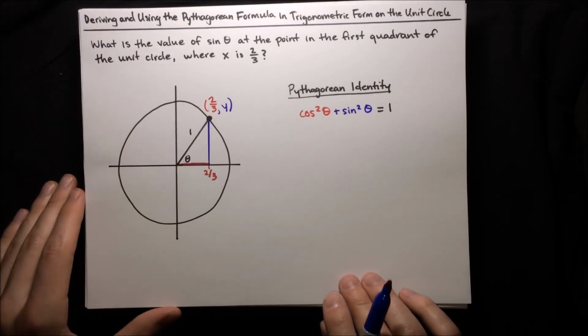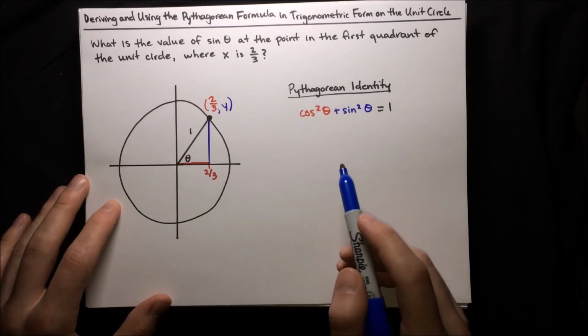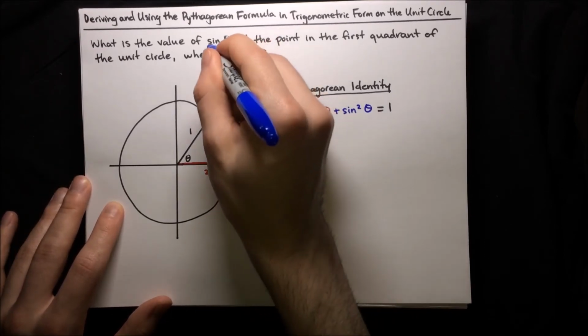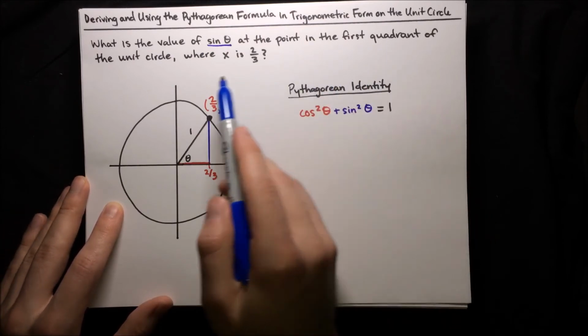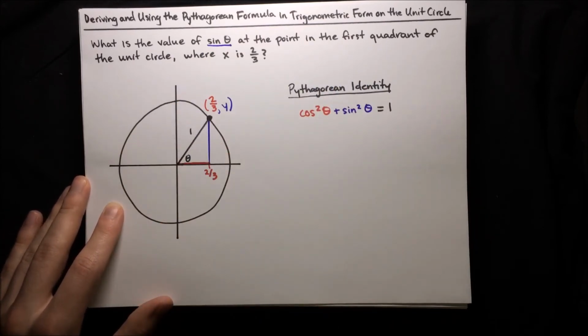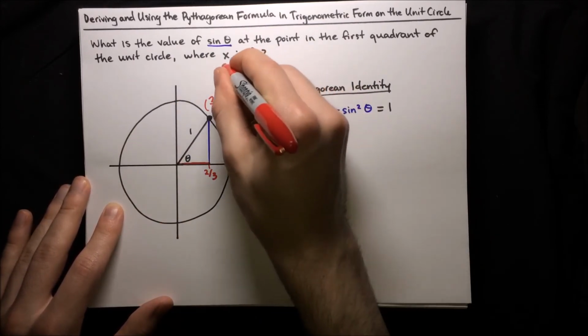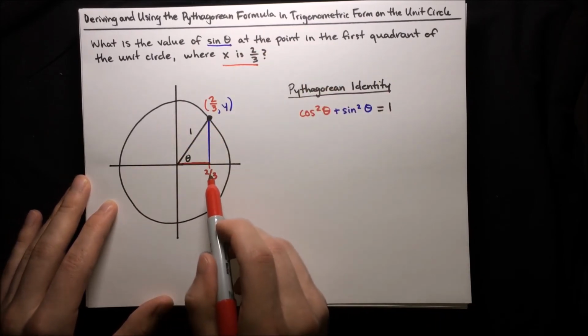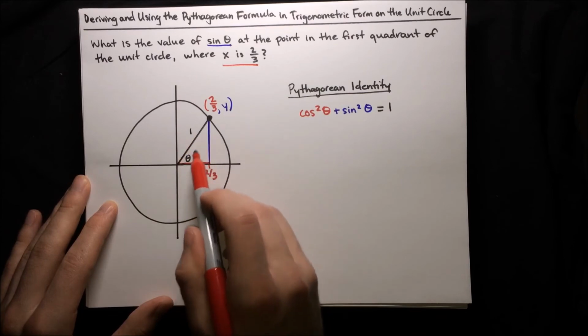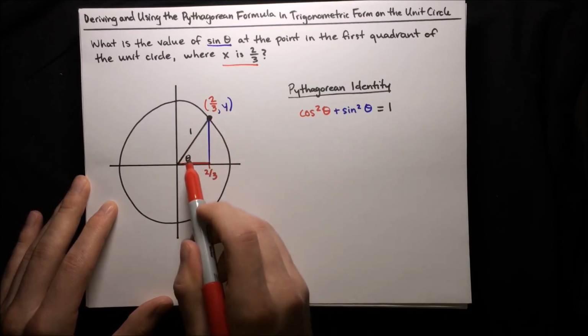Here's a similar example, except this time we're looking for sine theta. What is the value of sine theta at the point in the first quadrant of the unit circle where x is 2/3? So again, we've got our unit circle set up. We've got our x coordinate is 2/3, so we've got our triangle, our point, our angle theta, and we want to find sine theta.